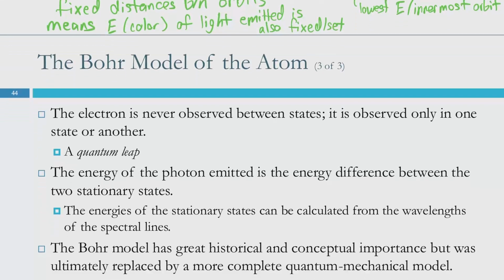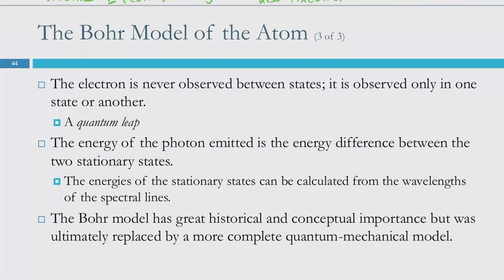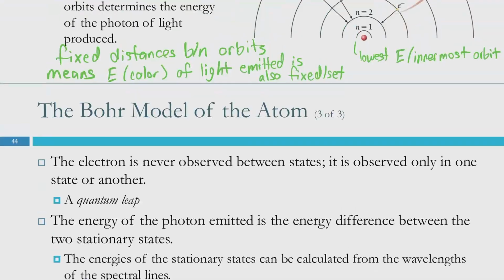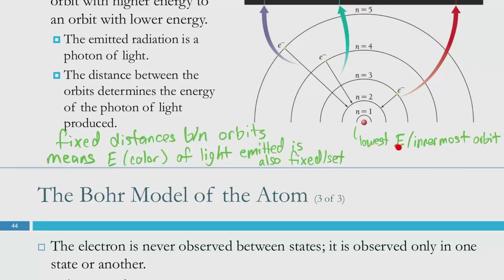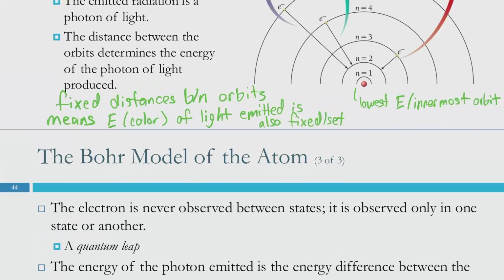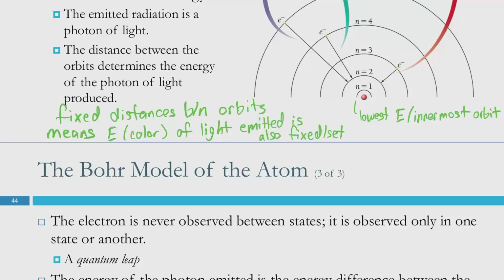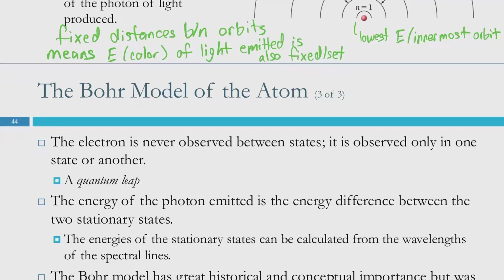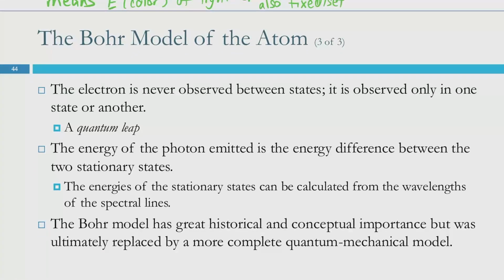All right, so some more things about our Bohr model. Again, this is our Bohr model. Our electron is never going to be observed between states, between orbits. It's always going to be on one of these tracks. The energy of the photon emitted is the energy difference between the two orbits.